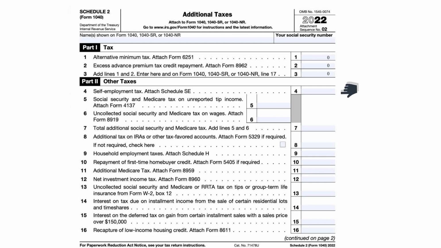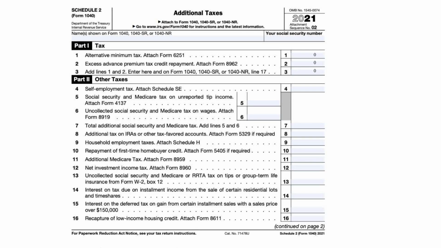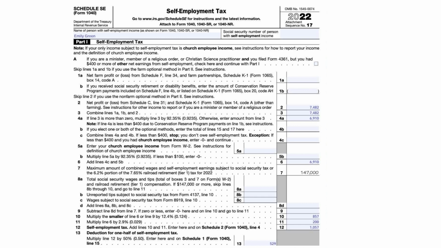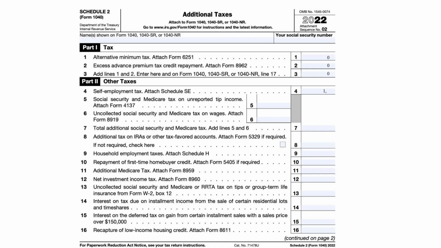Line 4 of Schedule 2 is for the self-employment tax. How to fill out Schedule SE is detailed in the Small Business course. Though for right now, we'll take the amount from Emily's Schedule SE. This amount is $1,057. Line 5 of Schedule 2 is for Social Security and Medicare tax on unreported tip income.